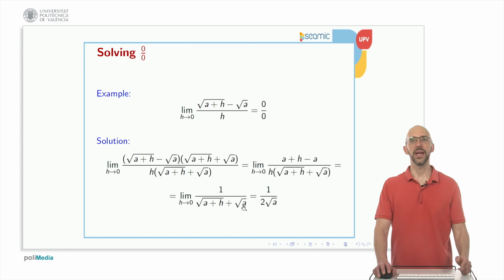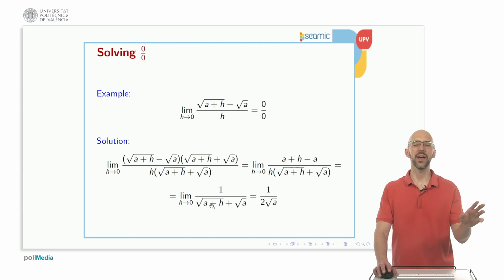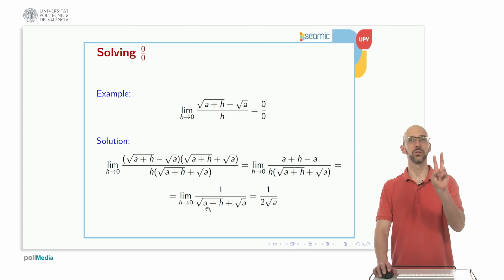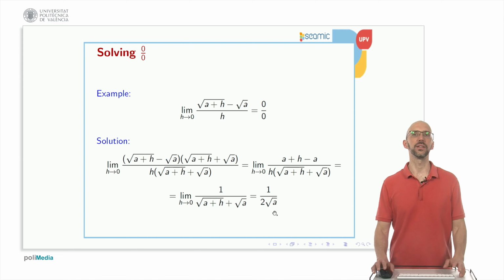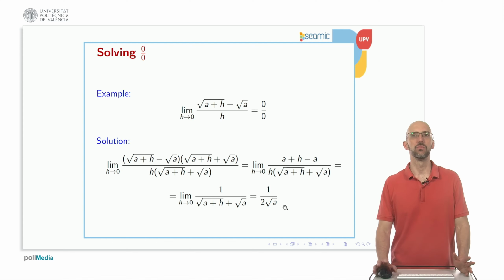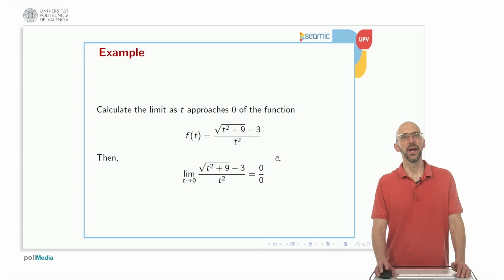Now let's substitute h by 0 again. When we change h by 0 here, I got 1 over the square root of a plus the square root of a, 2 times the square root of a. So we just resolved this indetermination and found the limit of this function. The technique is not difficult. Probably you think it's too long, but it's not difficult. It can be solved in 5 seconds.